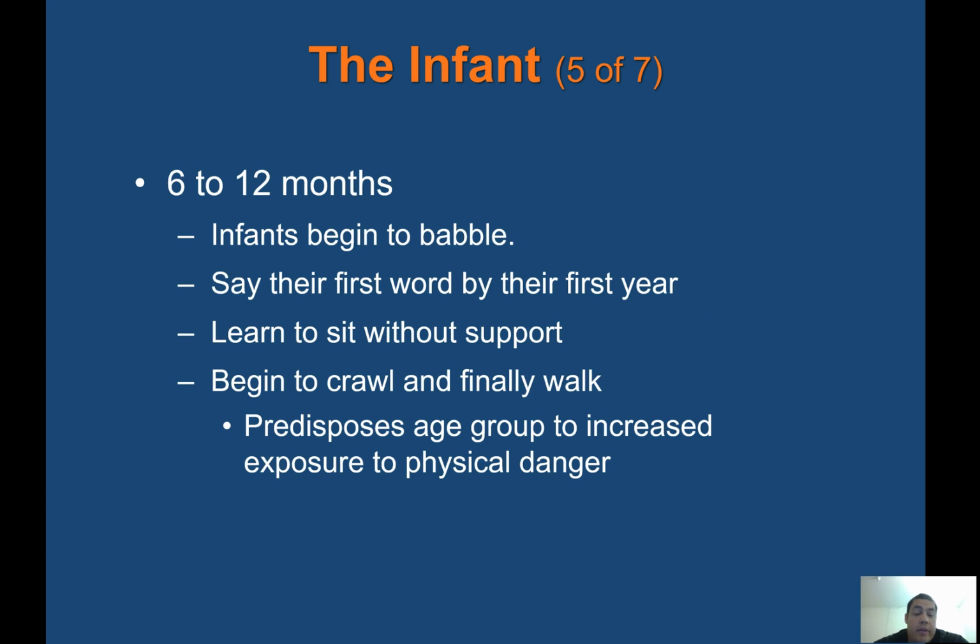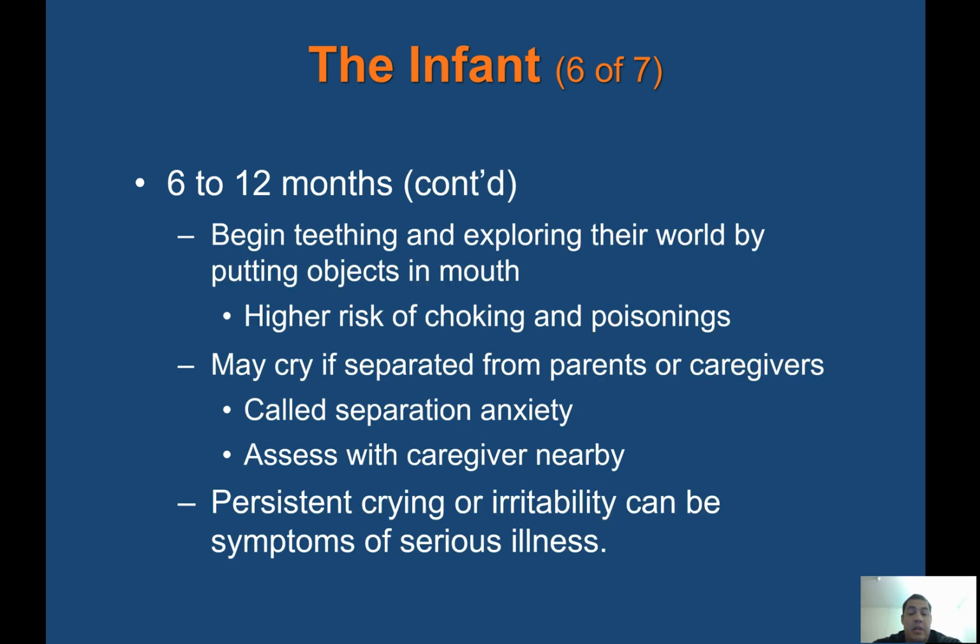6 to 12 months, infants begin to babble, say their first word by their first year, learn to sit without support, begin to crawl and finally walk. Predisposes this age group to increased exposure to physical danger. Begin teething and exploring their world by putting objects in mouth. Higher risk of choking and poisonings. May cry if separated from parents or caregivers, called separation anxiety. Assess with caregiver nearby. Persistent crying or irritability can be symptoms of serious illness.